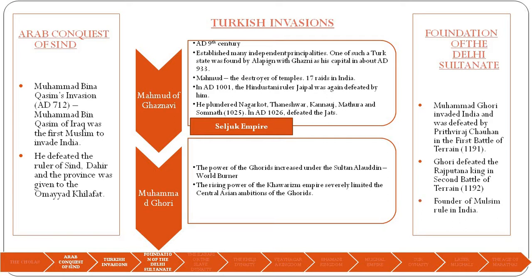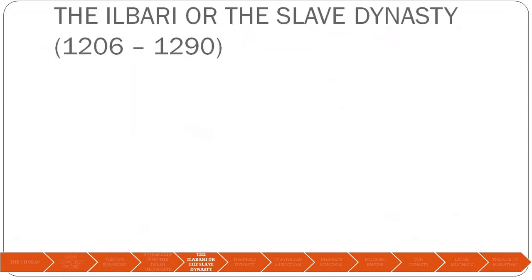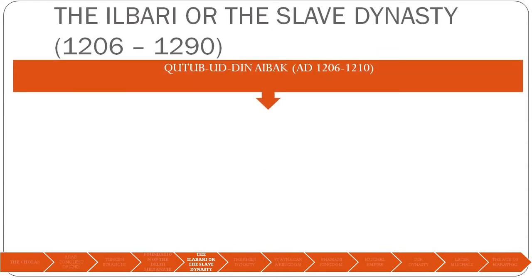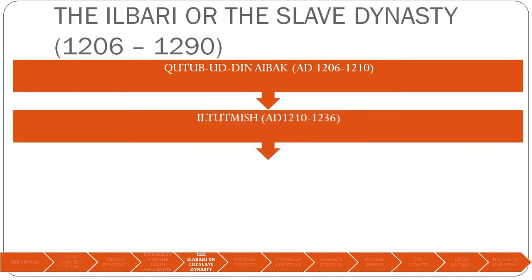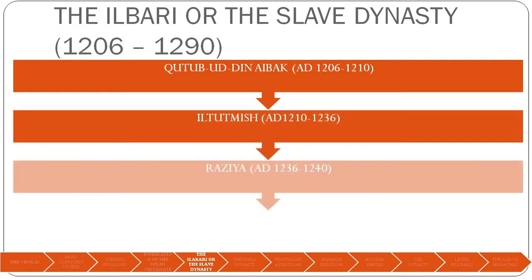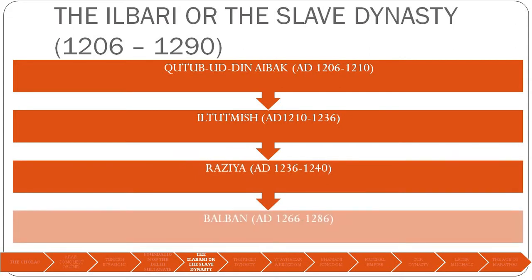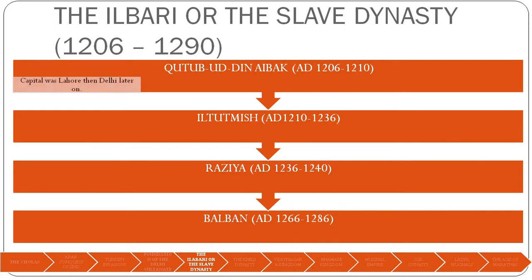Now we will be discussing the Ilbari or the slave dynasty, which was from 1206 to 1290. In this, there are 4 subdivisions. The first one is Qutb ud-Din Aibak, then came Iltutmish, followed by Razia, and lastly Balban. So firstly, Qutb ud-Din Aibak. The capital was Lahore initially, but later on it changed to Delhi.